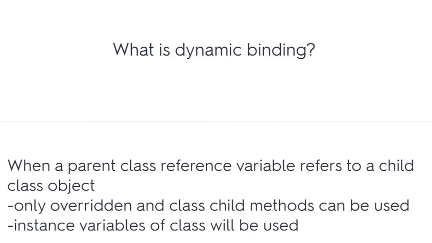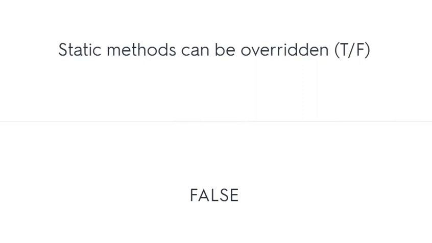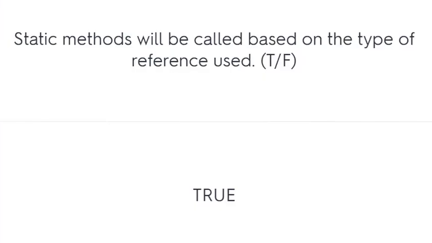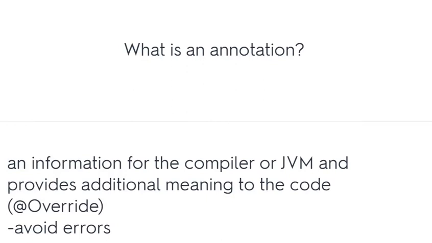What is dynamic binding? When a parent class reference variable refers to a child class object only, overridden and class child methods can be used. Instance variables of class will be used. Static methods can be overridden. False. Static methods will be called based on the type of reference used. True.